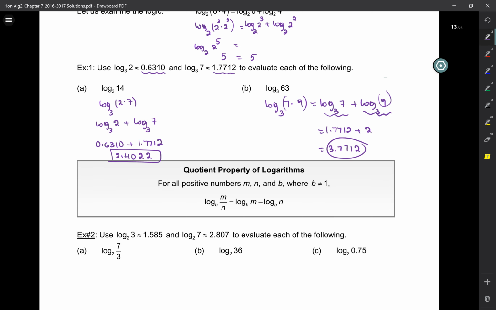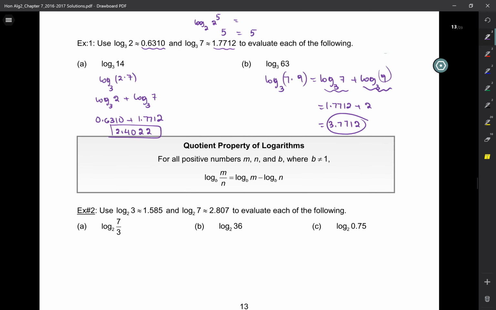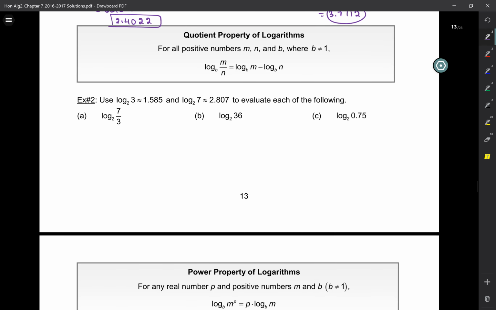Right? Now, here we have the quotient property. So same situation. Now, when I'm dividing powers, what do I do to the exponents?